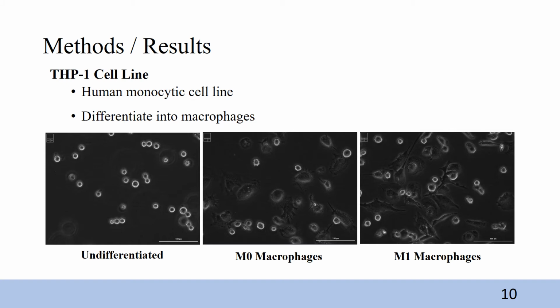This is a human monocytic cell line in which I differentiate them into M0 or M1 macrophages. To differentiate both types of macrophages, PMA was used, but to further differentiate into M1 macrophages, interferon gamma and LPS were also added to the culture medium. These conditions were chosen based on previous literature and experiments showing they induce M1 differentiation. These are pictures of my cultured cells and show some morphological differences between undifferentiated M0 and M1 macrophages.